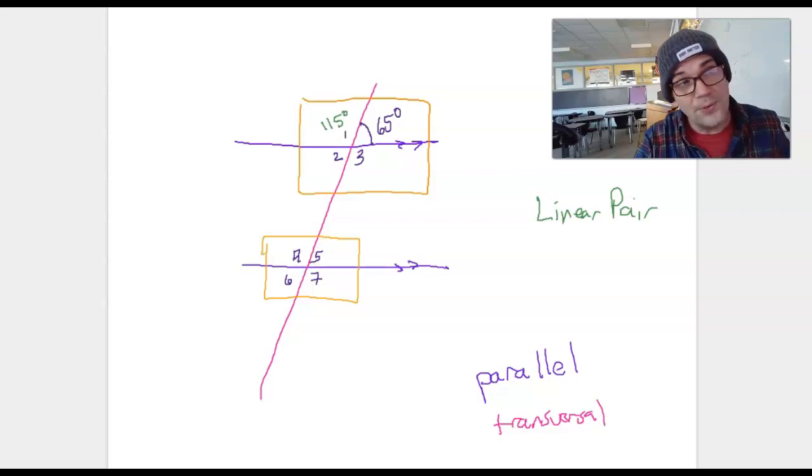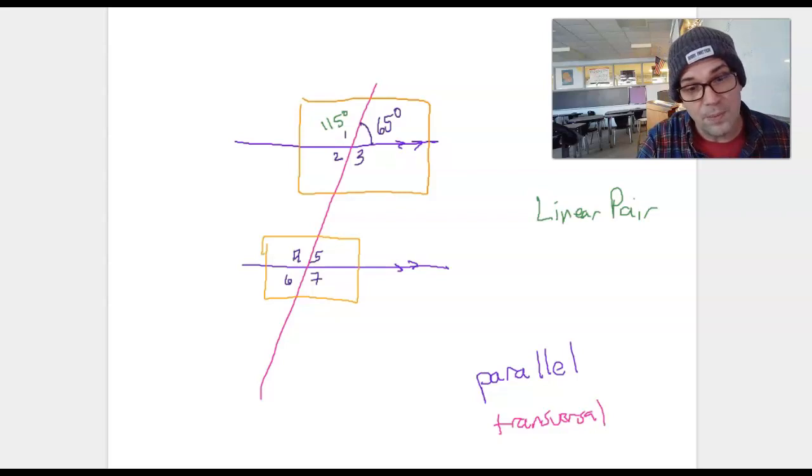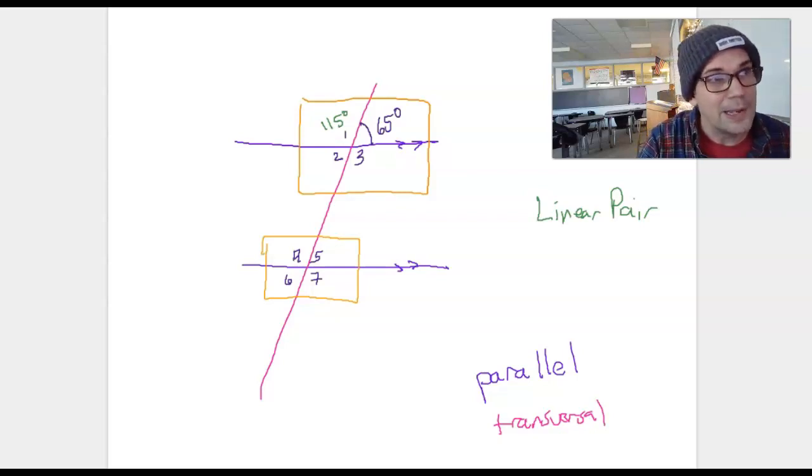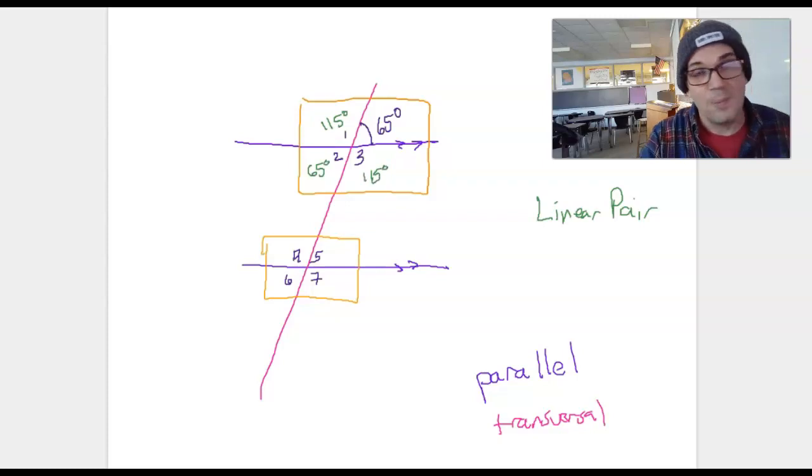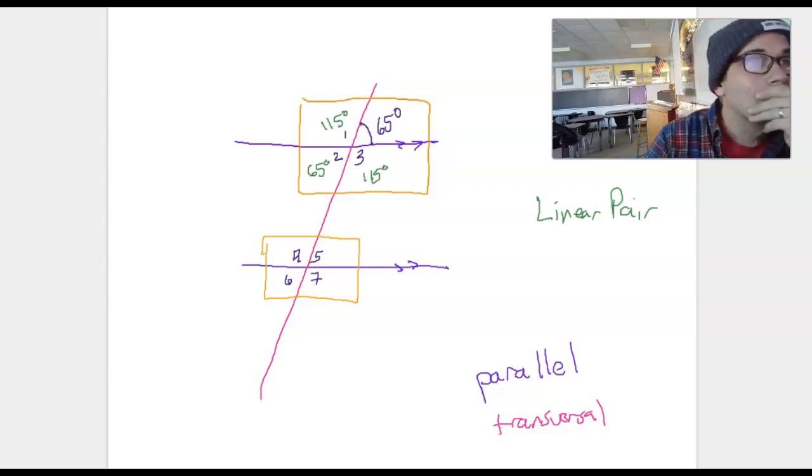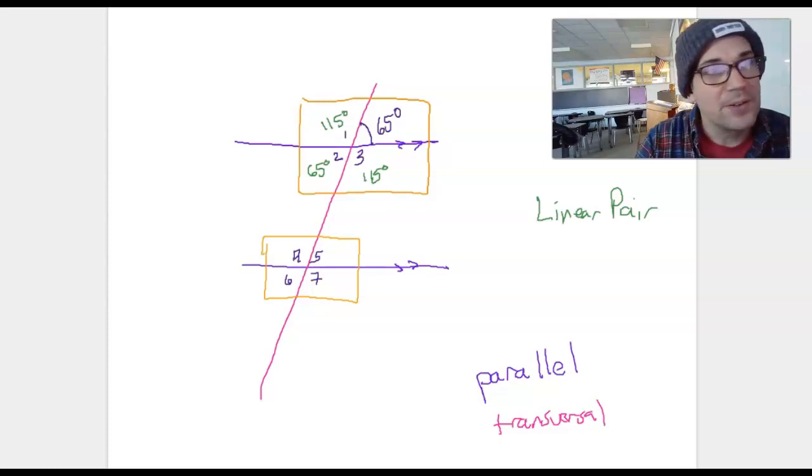But there's more. Because 1 and 2 are also linear pairs, angle 2 paired with angle 1 together should make 180. I basically just did this calculation: if 115 and 65 together make 180, and I have the 115, then this is obviously going to be 65. And this will also be 115. And that would be that whole intersection. We have all those great linear pairs.